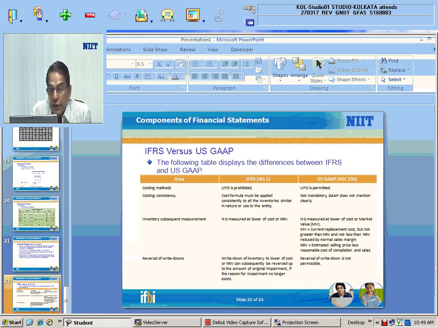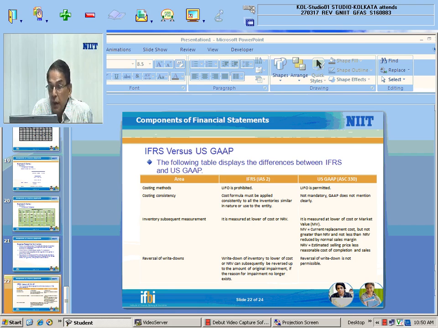Second is costing consistency. Whatever cost formula is used under IFRS must be applied consistently to all inventories similar in nature or use to the entity. So whatever cost formula, LIFO or FIFO, whichever formula they are using, must be applied consistently to all inventories similar in nature. You cannot apply FIFO to some inventories and average cost to other inventories of similar nature. That is not possible.